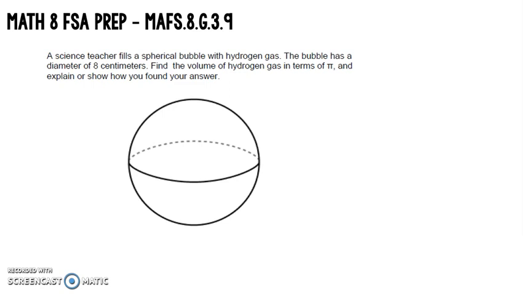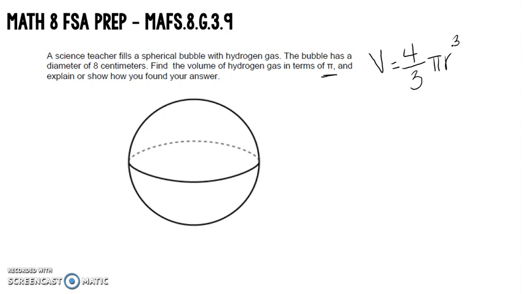It says a science teacher fills a spherical bubble with hydrogen gas. The bubble has a diameter of 8 centimeters. Find the volume of the hydrogen gas in terms of pi and explain or show how you found your answer. So the first thing I want to remind you guys of is your FSA reference sheet does not include volume formulas, so you will have to know them.